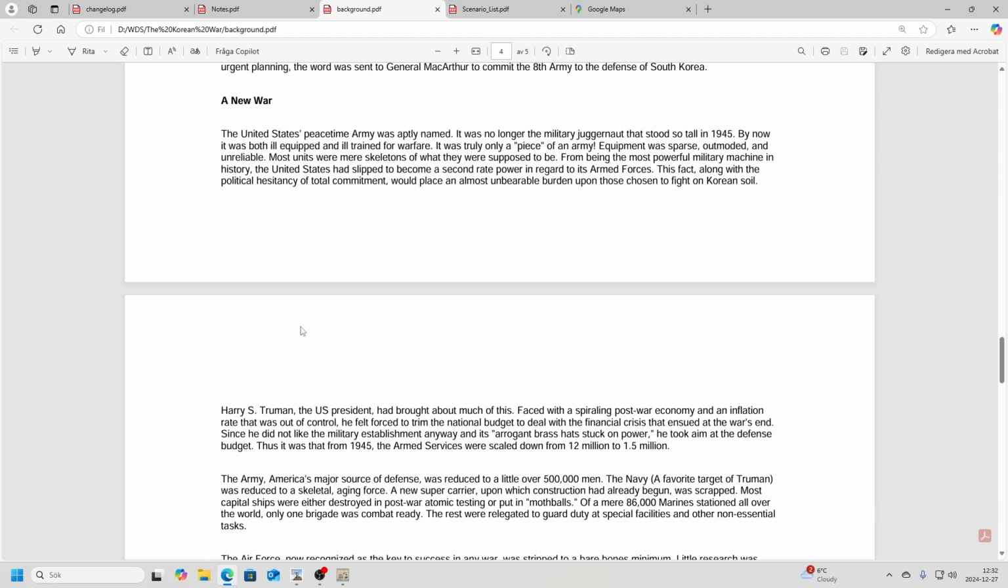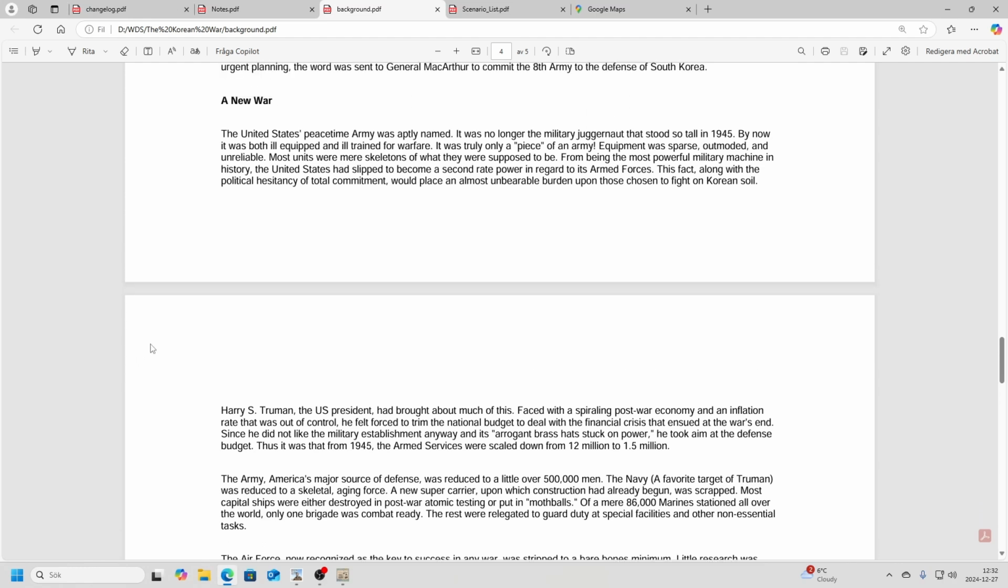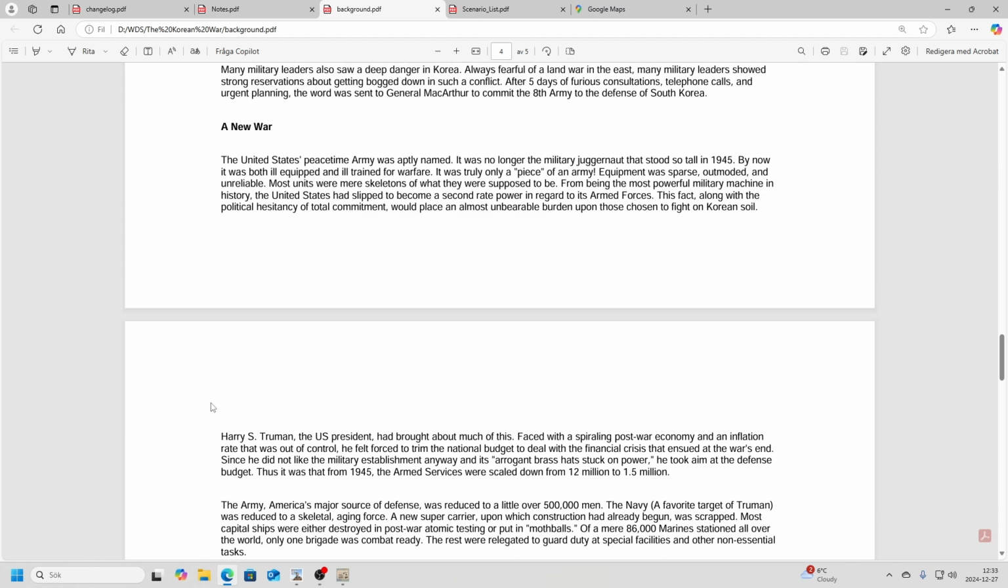The weird thing was that America had one of the biggest armies in the world, and they had defeated the Japanese and did a huge part in Europe. It was the Russians and the Americans that had the huge armies. But they made some huge cutbacks after the war ended. As you can see here, it says that from 45, the armed services was scaled down from 12 million to 1.5 million, which is quite the cutback.